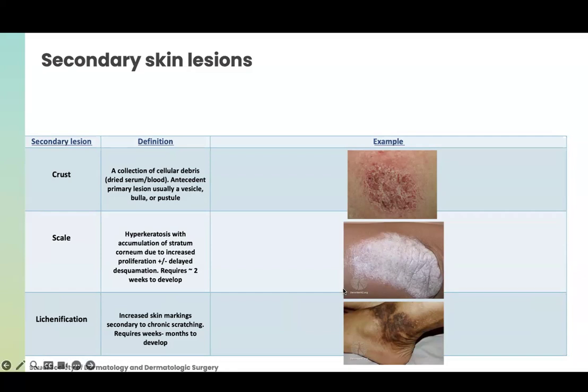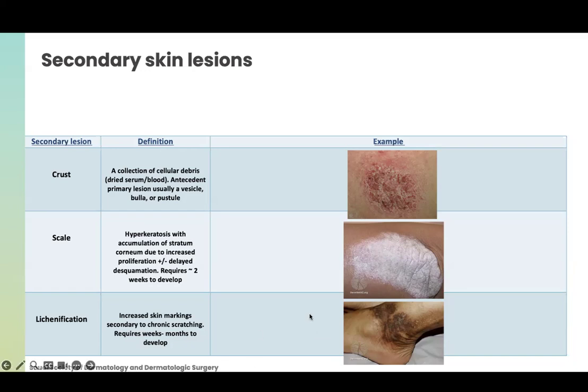Okay. Scale is usually hyperkeratosis, an accumulation of skin in your stratum corneum, either because of increased proliferation, like we see with psoriasis, or because of decreased desquamation. In order for this to happen, it usually takes at least 2 weeks. So if a patient comes to you and tells you, this just happened yesterday, I woke up yesterday and found this on my elbow, it's not true. It usually takes a couple of weeks for the skin to accumulate and form a thick scale on the primary lesion.